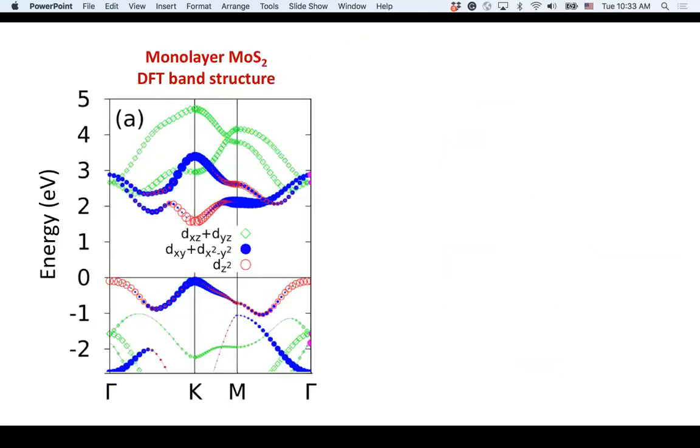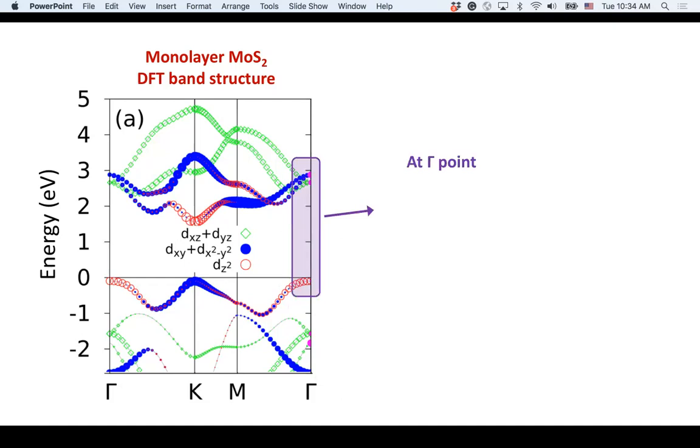So this is the band structure of monolayer MoS2 calculated by first principles. In this band structure, they use the size of the dot to represent the contribution from different orbitals. So let's look at dz squared. This red open dot is the dz squared. You can see that the dz squared dominates the contribution at the gamma point. This is what I showed before, right? Because at zero momentum without hopping, the dz orbital is the lowest energy.